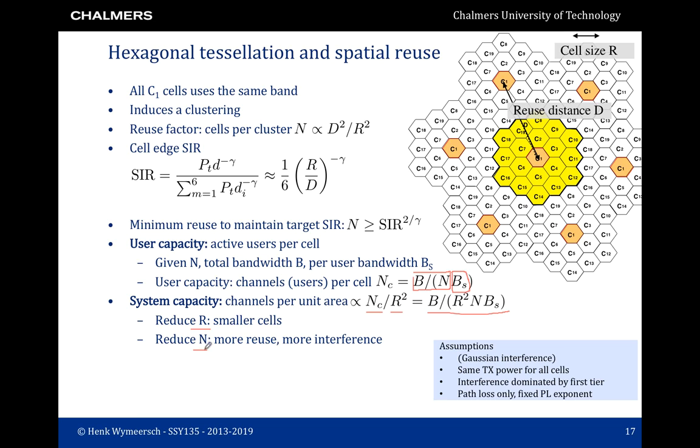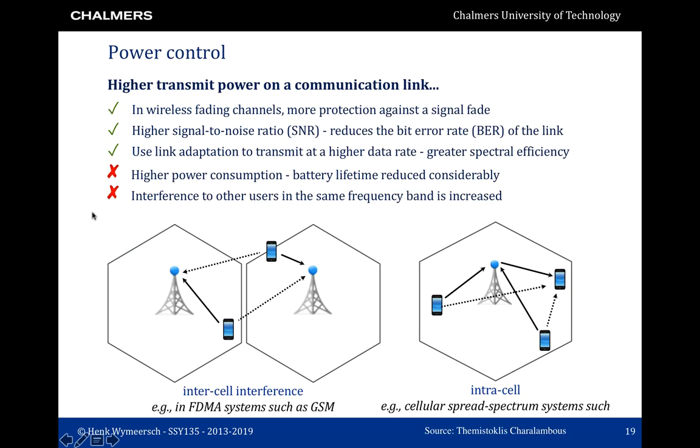However, if we have a smaller reuse factor, that means we have more frequency reuse, and we'll have more interference. In modern systems, it is often desirable to have a very small reuse factor. So let's look at an extreme case where all the cells use the same frequency. We focus on the uplink case, so users are transmitting to their base station.